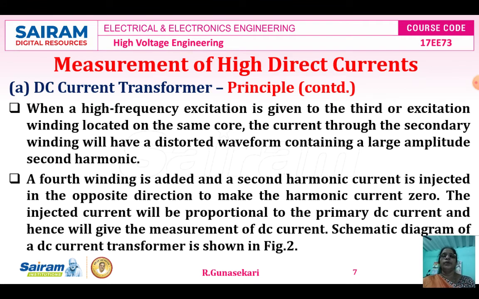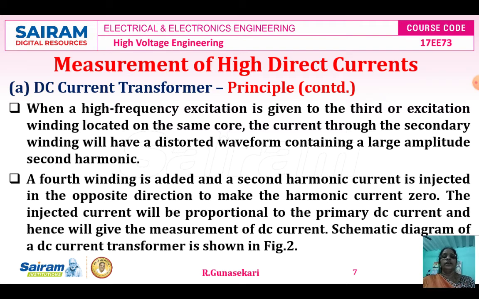When a high frequency excitation is given to the third or excitation winding located on the core. And here 4 windings are there. One is primary, secondary winding, and then the third winding is nothing but the excitation winding, and then the fourth winding is also added to remove the second harmonic current. Okay.